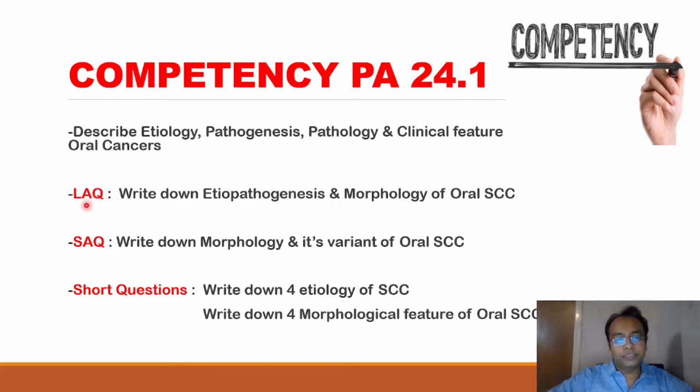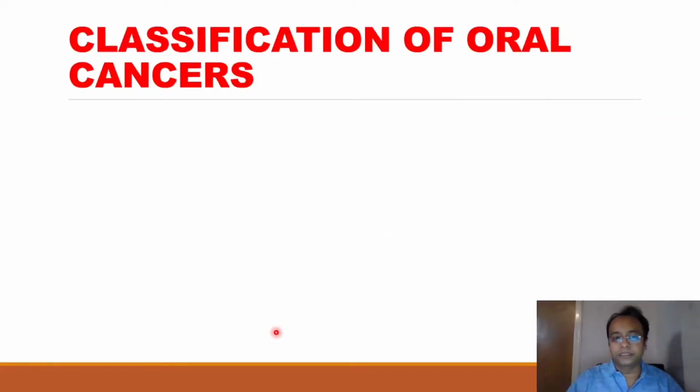The long answer question could be asked in the form of write down the etiopathogenesis and morphology of oral squamous cell carcinoma, which is a 10-mark question. In your university theory exam, you can be asked a short answer question in the form of write down the morphology and its variants of oral squamous cell carcinoma. Sometimes a one-liner, 1 or 2 mark question can be asked in the form of write down the 4 etiologies of SCC, write down the 4 morphological features of SCC, like that. So that is the competency.